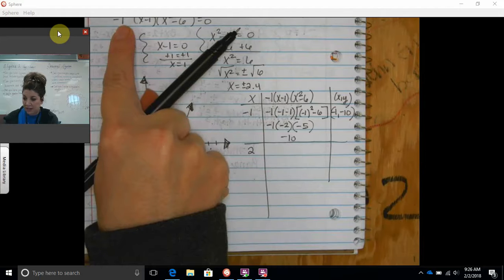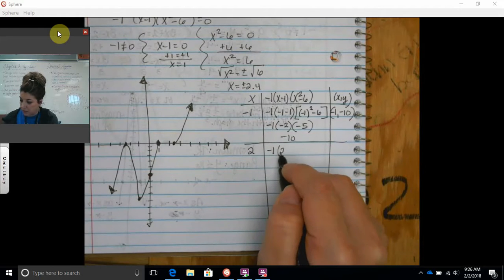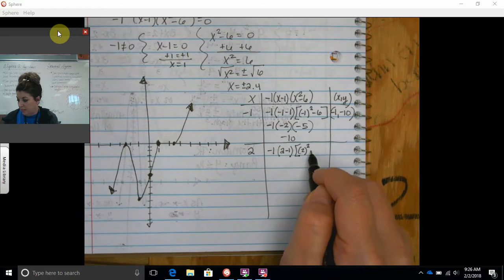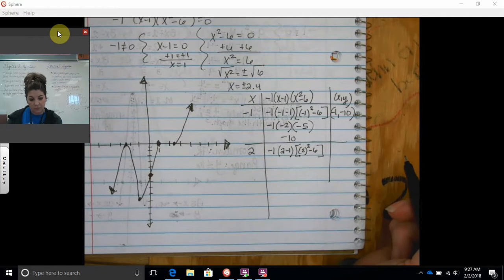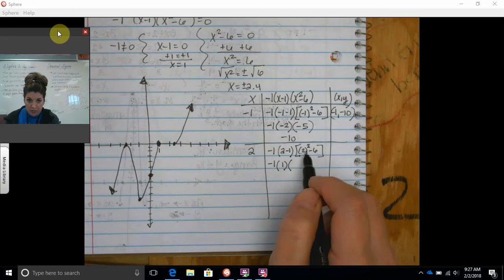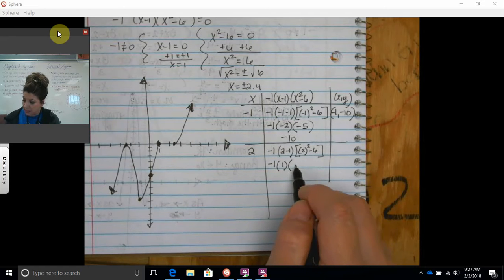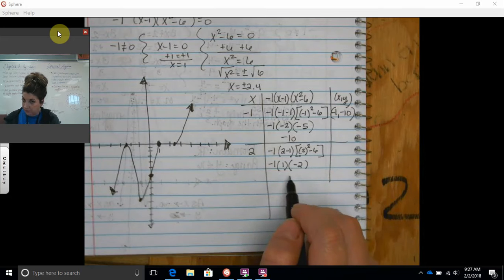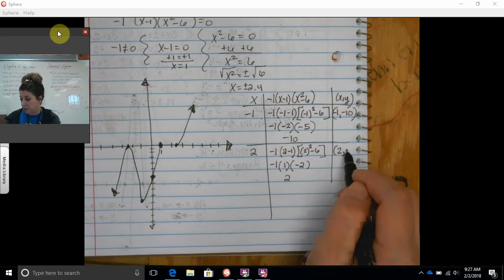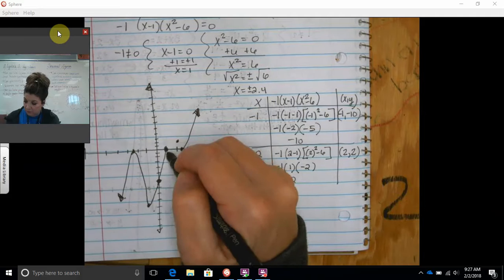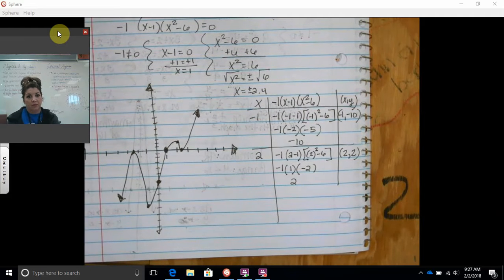Again, I'm going to substitute it into the factored form. Negative 1 times, open parentheses, 2 minus 1, times 2 squared minus 6. So that's negative 1 times 2 minus 1 is 1, times, what's 2 squared? 4, and 4 minus 6, negative 2. If I multiply all that together, what do I get? Positive 2. When x is 2, y is 2. We went from graphing quadratics to graphing that. It's crazy.